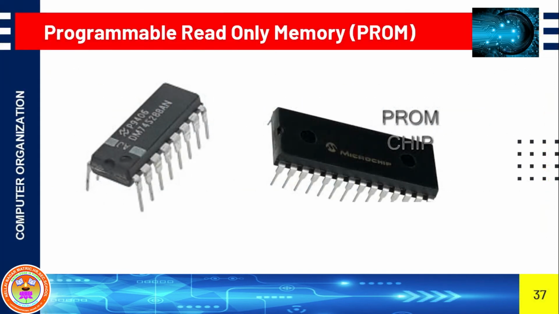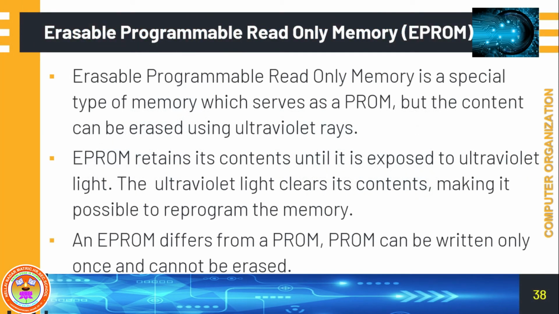This is a diagrammatic representation of PROM. The next one, erasable programmable read-only memory, that is EPROM. Erasable programmable read-only memory is a special type of memory which serves as a PROM, but the content can be erased using ultraviolet rays. So in PROM, we can't erase, but in EPROM, we can erase the data using UV rays, that is ultraviolet rays. It retains its content until it is exposed to ultraviolet light. Ultraviolet light clears its contents, making it possible to reprogram the memory.